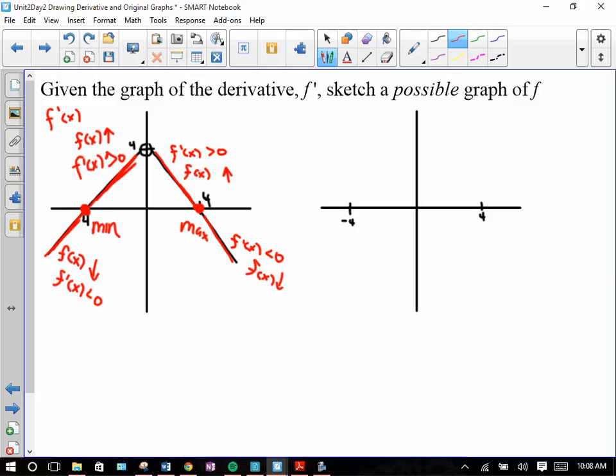So we also know that right here, that is not differentiable there. So that tells us that there should be what type of possible thing there.